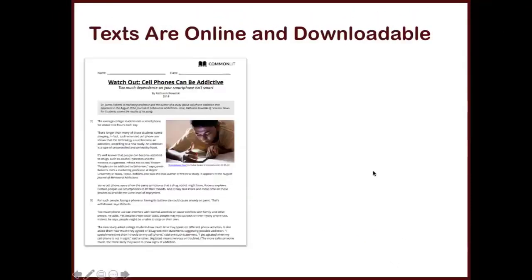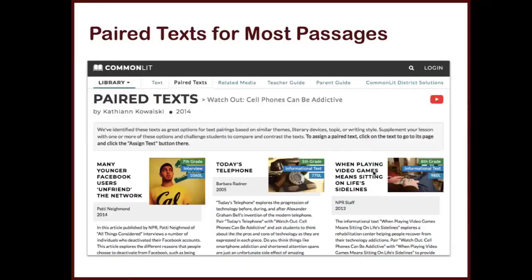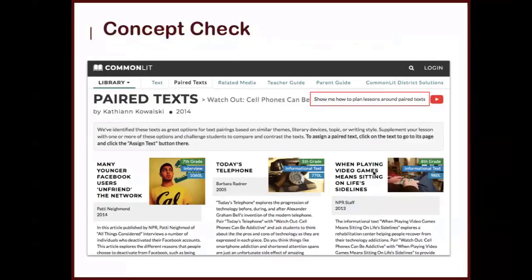What's really great about Common Lit is all of these texts are downloadable. So if you don't have internet access, you still have access to these texts, but the online version is super robust. There's lots of different tools in there. And I also like that they have things like paired text for most passages. And another great feature about Common Lit is they have these little video icons in a number of different areas. So it provides an explanation to you as an educator about how to use this type of resource, such as paired texts, with your students.